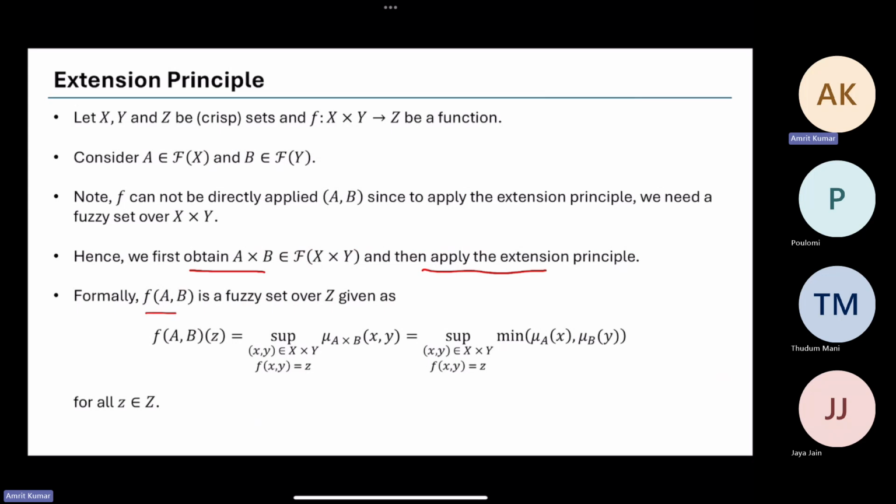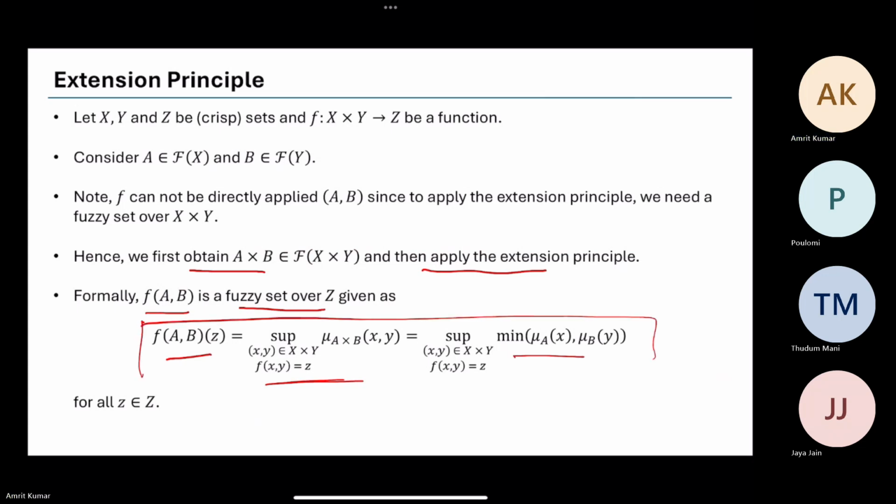So f of A comma B is a fuzzy set over Z, and this is how the membership function looks. A cross B is a fuzzy set over X cross Y. We are using the extension principle to write this, but we know that the membership function of A cross B is simply this. So basically, this is the formula we get.